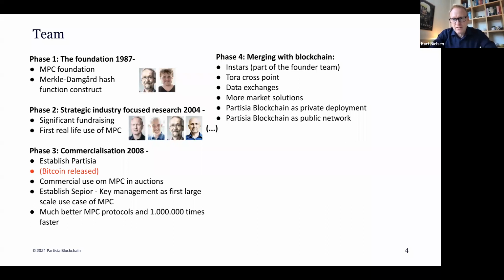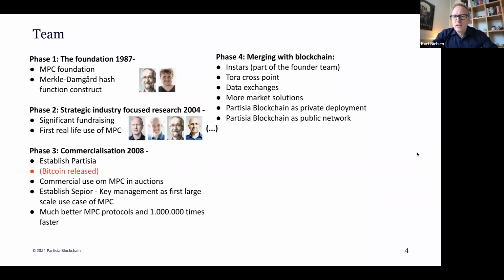And we all know that. Today we see companies like Coinbase and PayPal buying into this technology. At the same time, in this period, there was a significant improvement of the technology, most prominently in the speed of these protocols, not the hardware, but the protocols, which became 1 million times faster. A significant improvement, and the team behind Partisia has been a large part of this work.